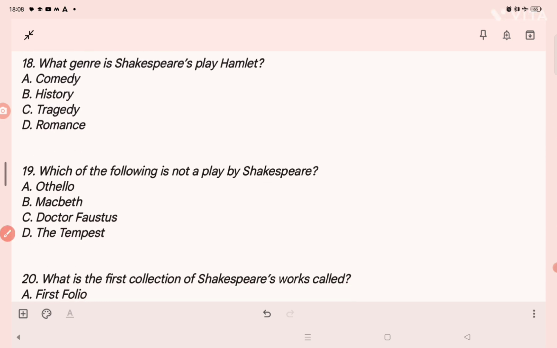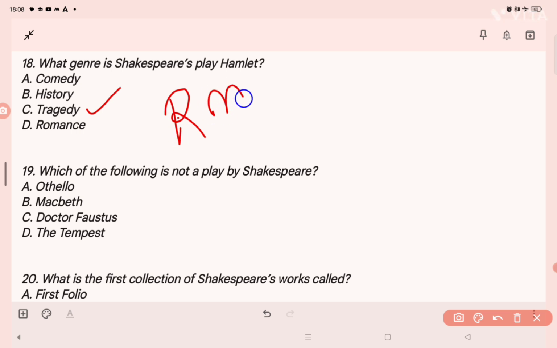What genre is Shakespeare's play Hamlet? Option C, tragedy. Hamlet is a tragedy that explores themes of revenge, morality and madness.